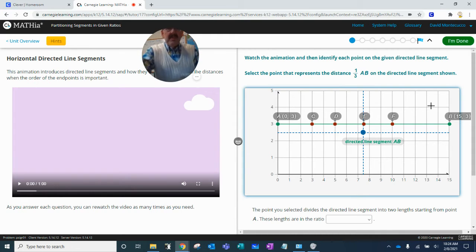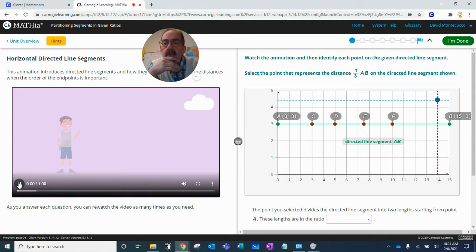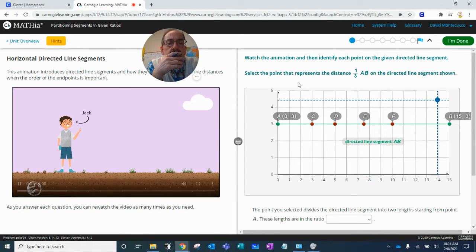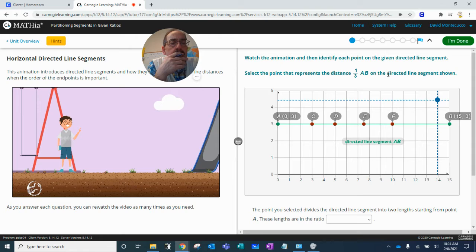Okay, so what are we doing here? Watch the animation and identify each point on the given directed line segment. So we got a video here. Here's Jack. He is on a treasure hunt, looking for buried treasure. The last clue has him stumped, though. The treasure is located between the swings and the slide, 1/3 the distance between the two. But is that 1/3 the distance from the swings, or 1/3 the distance from the slide? These 2 points are actually different.